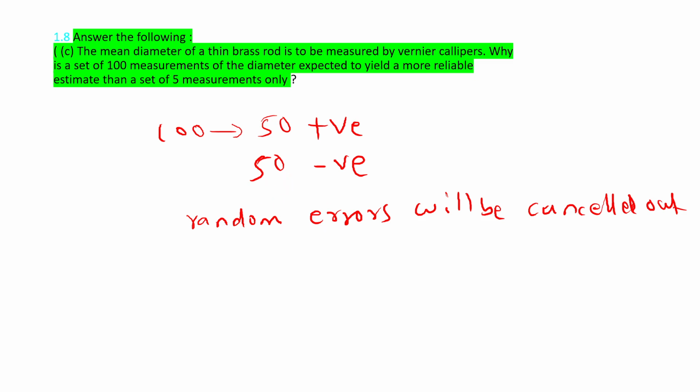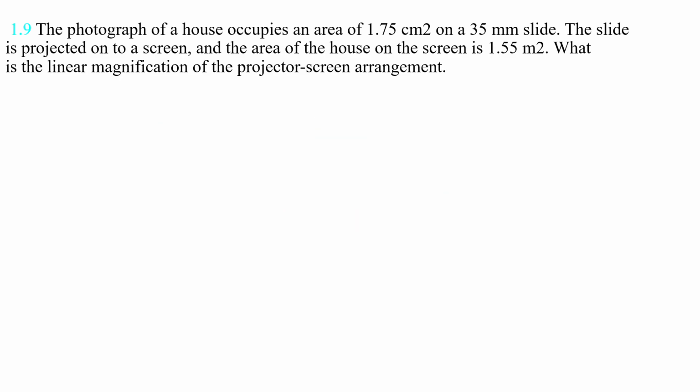All right, so we will go to question number 9. The photograph of a house occupies an area of 1.75 centimeter square on a 35 millimeter slide. The slide is projected onto a screen, and the area of the house on the screen is 1.55 meter square. What is the linear magnification of the projector screen arrangement?